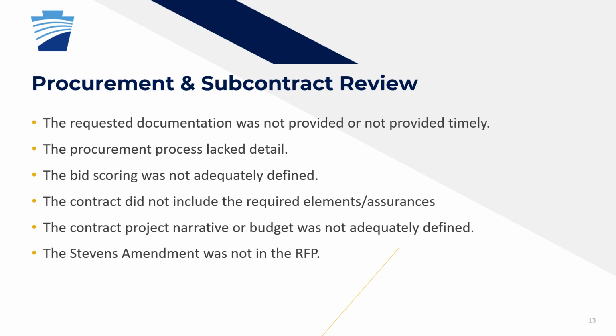These include the local procurement process lacked detail or was not followed. The bid scoring was not adequately defined. The contract did not include the required elements or assurances. The project narrative or budget was not adequately defined. And finally, the Stevens Amendment was missing from the RFP.